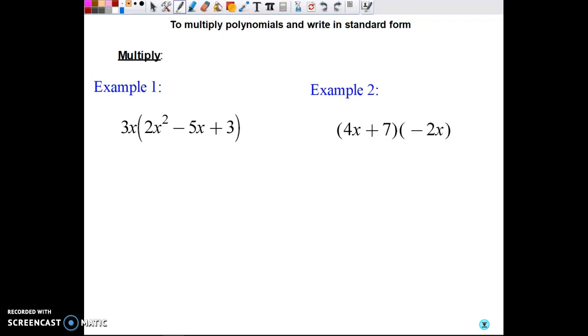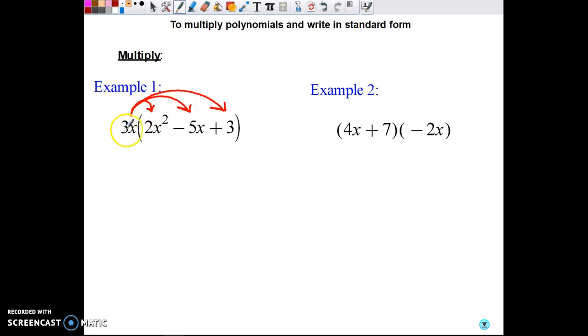So in the first example you see we have the monomial 3x multiplied by the quadratic trinomial. Again, it's quadratic because the degree is 2. It's a trinomial because there are 3 items. You know, the leading coefficient is 2. And so we want to multiply these two polynomials together. And to do it, it's very similar to multiplying a whole number times a group of different terms.